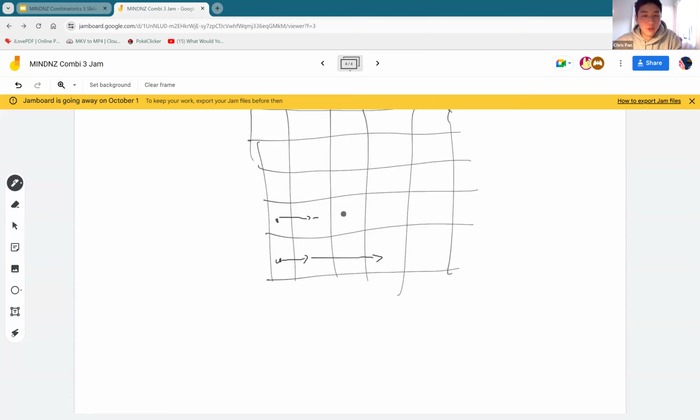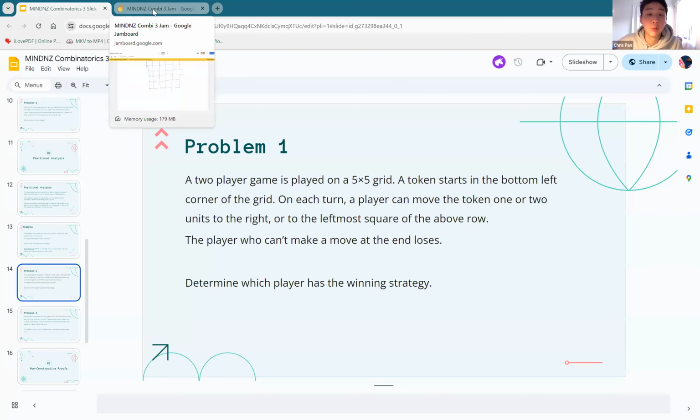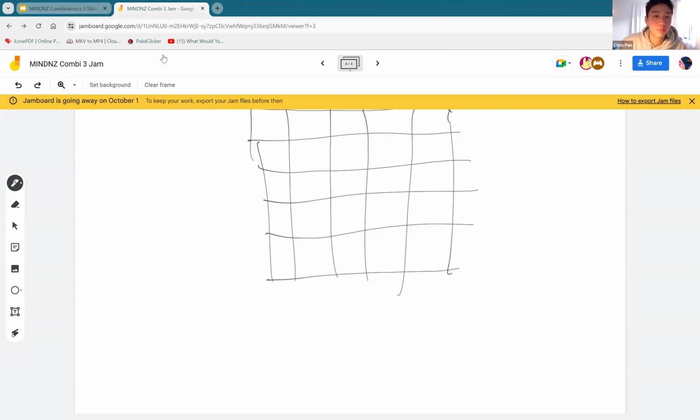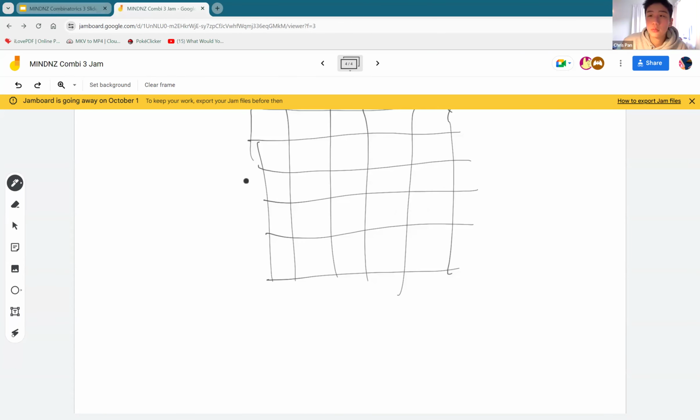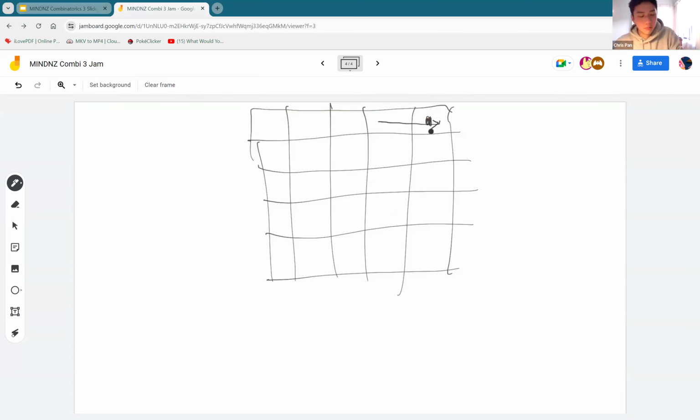If you reach the end of the row, then clearly your only move is to move it to the top of the next row. And was it the player who gets to the end loses? Yeah, okay. So wait, no, the player who can't make a move loses. Yeah, so the one who is at the top, you win. If you reach here, you win, right? Yeah, because then your opponent can't make a move anymore.